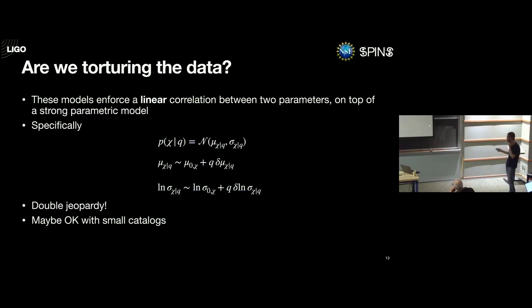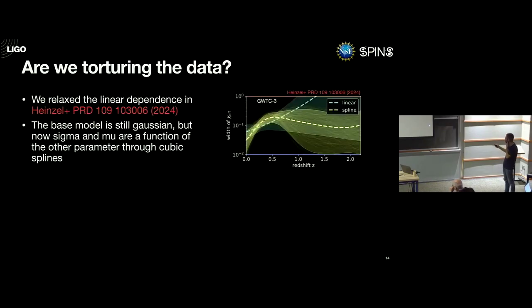However, over the last few years, I've been thinking and working on ways to relax a bit some of these strong assumptions. In a paper led by a student, Jack Hensel at MIT, we relaxed at least the linear dependence in the following way. We left the base model still a Gaussian, but we relaxed the assumption of linearity in the correlation by making it basically a spline correlation. So the mean and, say, standard deviation of your chi-effective distribution could be a function of z or q, but that function doesn't have to be a line anymore. It could be a wiggle, right?